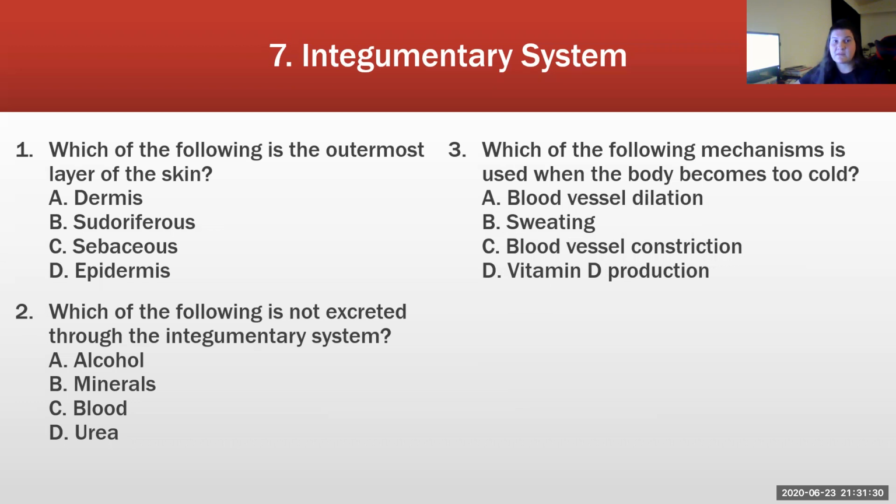So which of the following is not excreted through the integumentary system? Alcohol, minerals, blood, urea. Again, just going to give you the right answer. The answer is C, blood. Alcohol, minerals, and urea can all be excreted through the integumentary system.